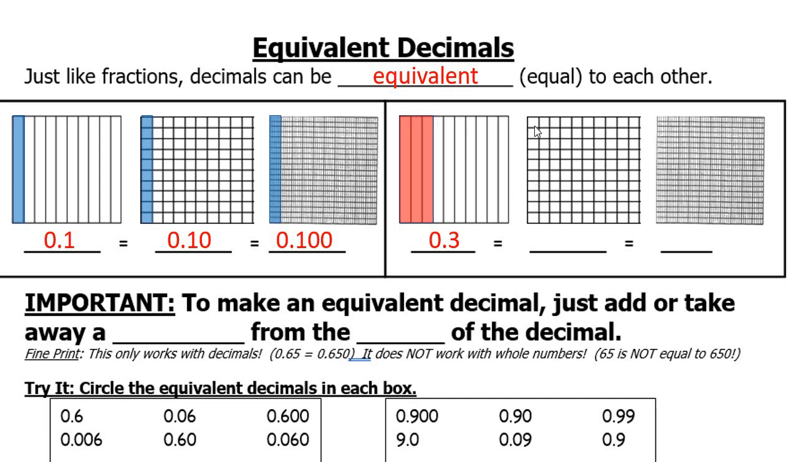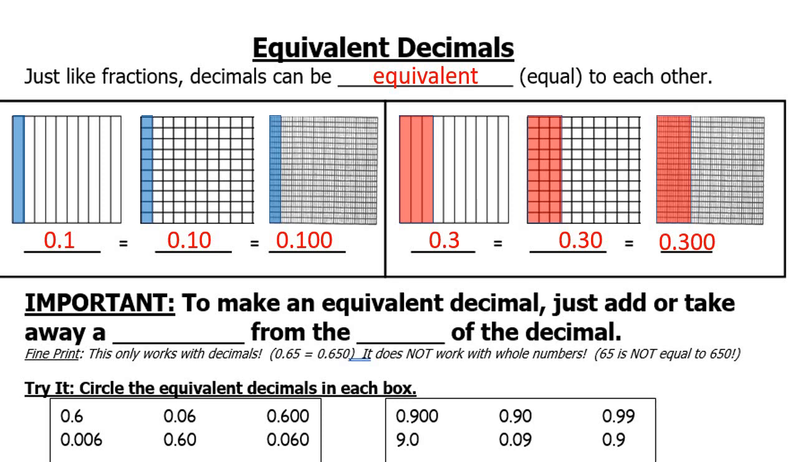Well, since each one of these columns of 10 is the same thing as one of these tenths, it's going to take 3 of those columns, or 10, 20, 30 hundredths, to be equal to 3/10. And finally, look at our thousandths. Remember that one of these columns is 100, so it's going to take 3 of those columns, so 100, 200, 300 thousandths is equal to 3/10. Now let's take a look at the decimal numbers that we just came up with and see if you notice a pattern in what we're doing to make equivalent decimals.